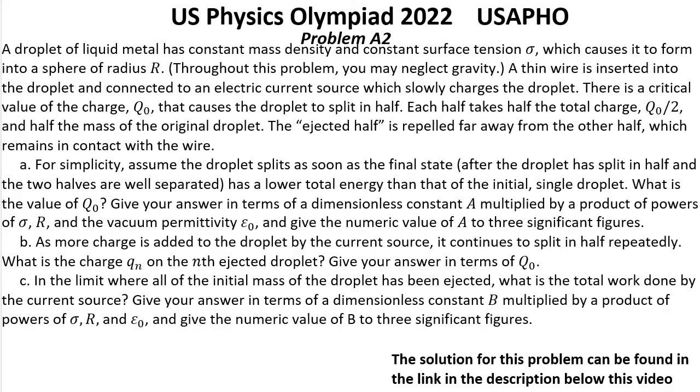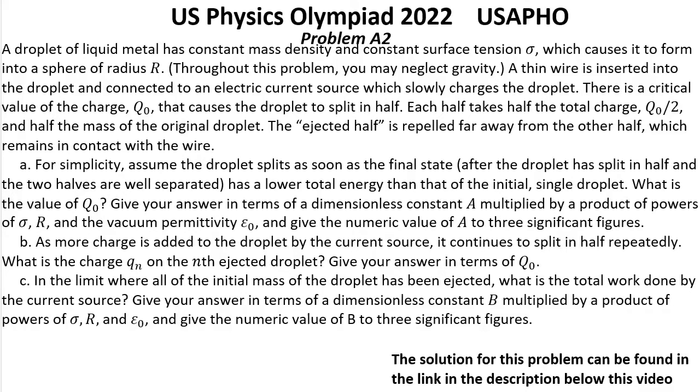US Physics Olympiad, year 2022, USAPHO. Final round. Problem A2. A droplet of liquid metal has a constant mass density and constant surface tension sigma, which causes it to form into a sphere of radius r. Throughout this problem you may neglect gravity.